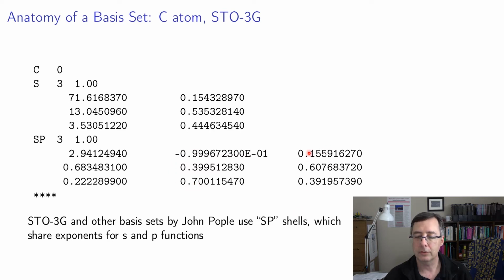And then this third column is the coefficients that make up your 2p's. And the 2p's have a slightly different combination than the 2s does, but they share a common set of exponents. That's unusual. Normally, your p's and your s's have different sets of exponents, but that's a quirk of some of the Pople basis sets. And sometimes these are called SP shells, meaning they have a shared set of exponents here for S and P. Okay?